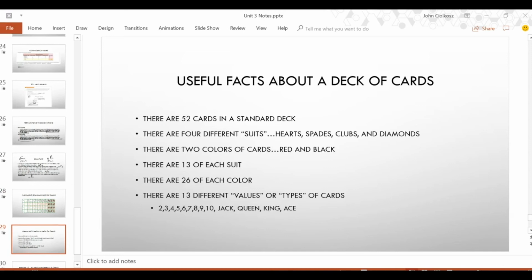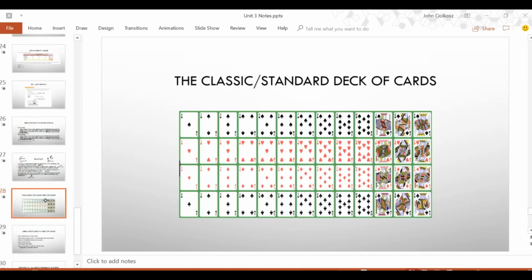Alright, useful facts about a deck of cards. These might be useful when you're working through these problems and trying to picture it in your head. There are 52 cards in the deck. Hint, there's going to be a boatload of fractions you're going to do that are out of 52. There are 4 different suits, like we talked about: hearts, spades, clubs, and diamonds. There are 2 colors of cards, red and black. As we've seen here, there are red cards and black cards. That is it. There are no purple or blue.